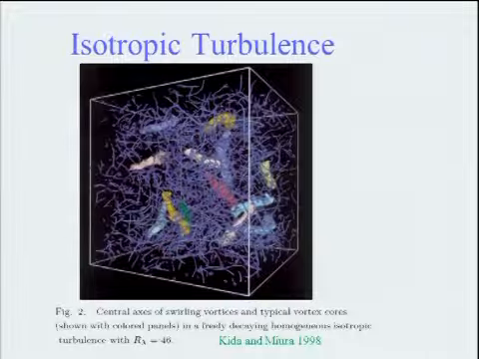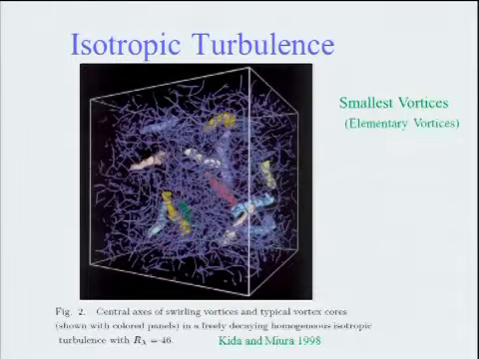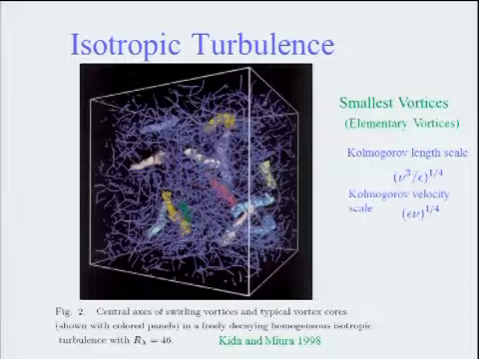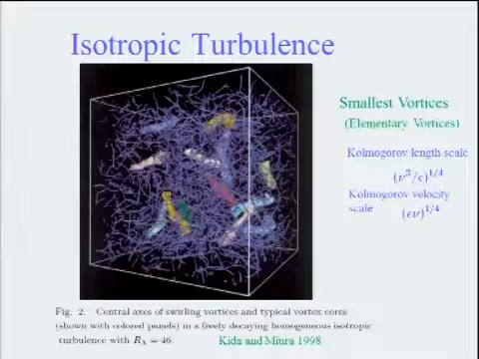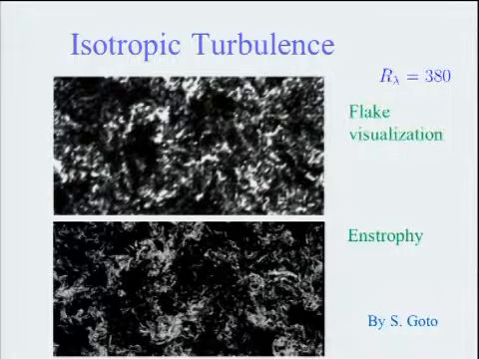In isotropic turbulence, at very low Reynolds number, we have as the smallest vortices this kind of vortex tube-like structure. The length scale is the Kolmogorov scale, and the velocity scale, the Kolmogorov velocity scale. This is well known. And this is the comparison between flake visualization and DNS.